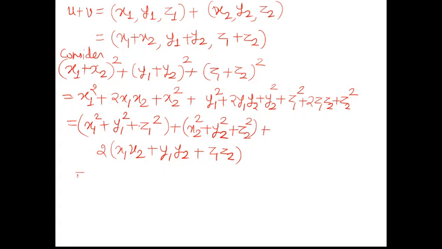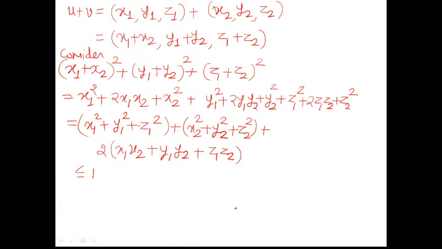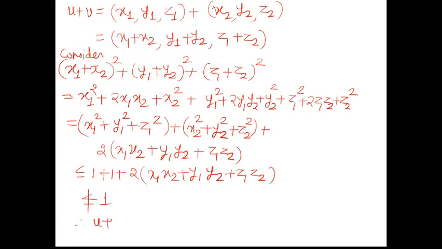Now you can see the value of the first group is less than or equal to 1 as per equation 2. Similarly, the value of the second group is less than or equal to 1. So we will put the values here. It is 1 plus 2 times x1 x2 plus y1 y2 plus z1 z2. So this won't be less than or equal to 1 in all cases. It can be more than 1. Therefore U plus V does not belong to W.